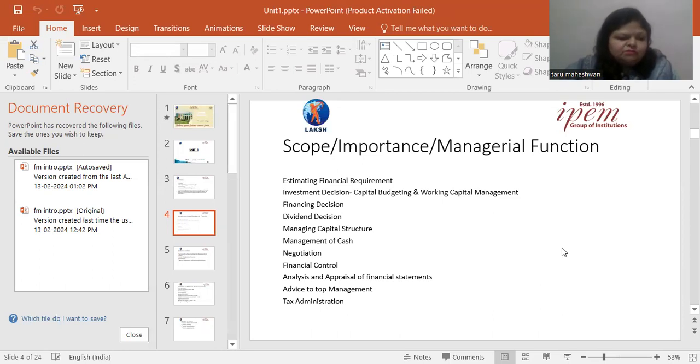Advice to top management is another area where the company, after seeing the capitalization, capital structure, financing decision, dividend, and working capital decision, all must be communicated by the financial manager to the top management for the proper running of the business. And the last managerial function is tax administration, as the company has to pay corporate tax as well as various indirect taxes.